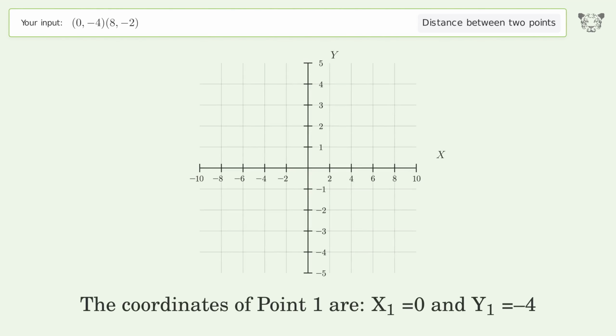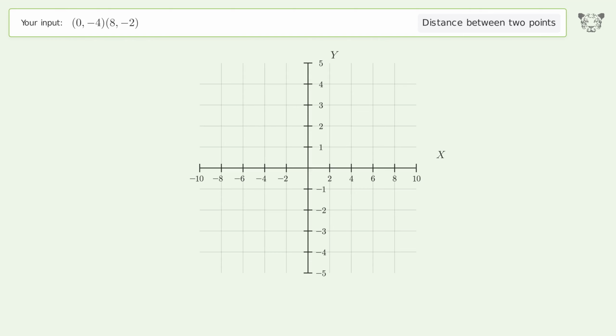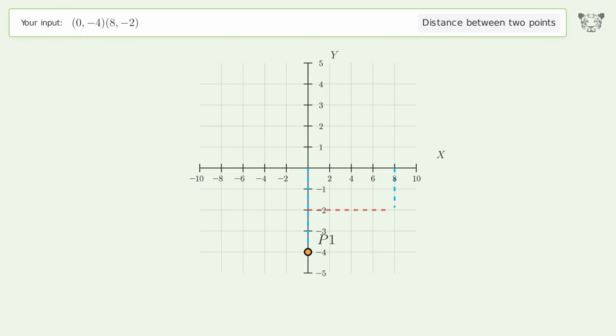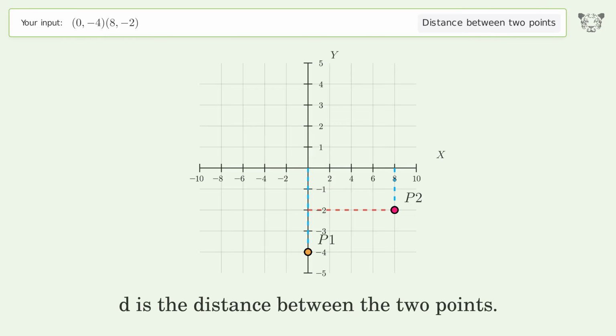The coordinates of point 1 are x1 equals 0 and y1 equals -4. The coordinates of point 2 are x2 equals 8 and y2 equals -2. D is the distance between the 2 points.